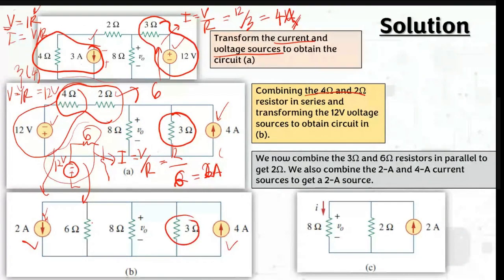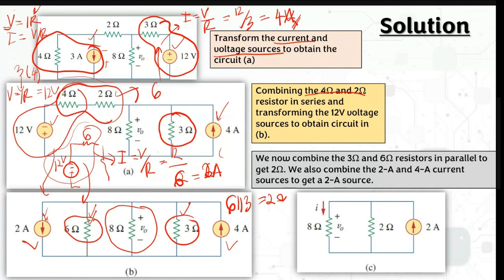Okay, 3 and 6 resistor combined in parallel, because you want to calculate this value for V0, right? So that's why you can just combine it in parallel. Just leave it here because you want to calculate the value for this V0. Combine here in parallel, you have 6 parallel with 3. So you will have it equal to 2 ohm, all right?